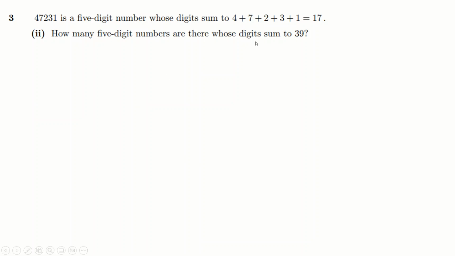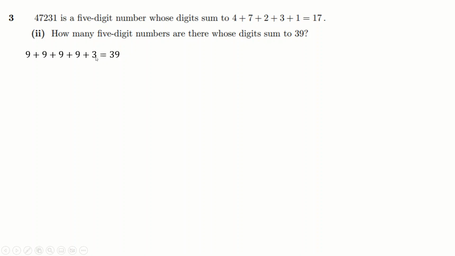How many 5-digit numbers sum to 39? So, okay, we need to find a base case that sums to 39, and the easiest way to do it is to jam 9s in there until you're left with just the remainder. So 4 9s are 36. 3 more gets you to 39. Now, how many arrangements is that? Well, clearly there's 5.